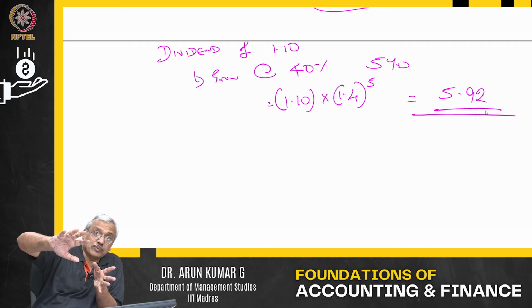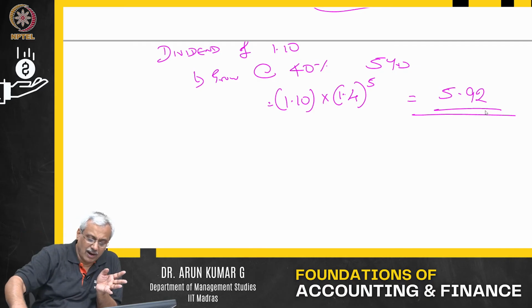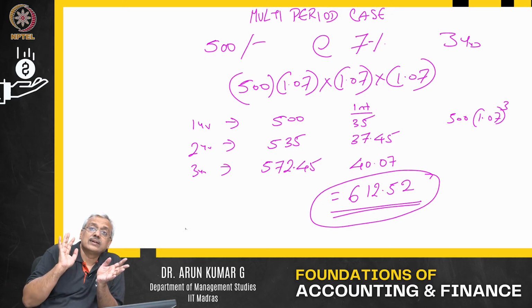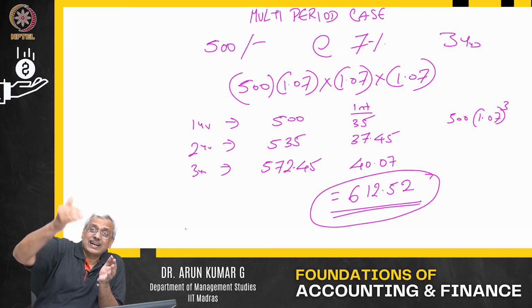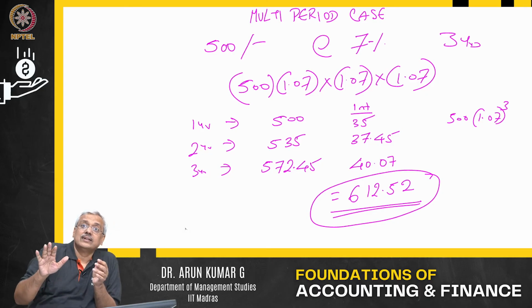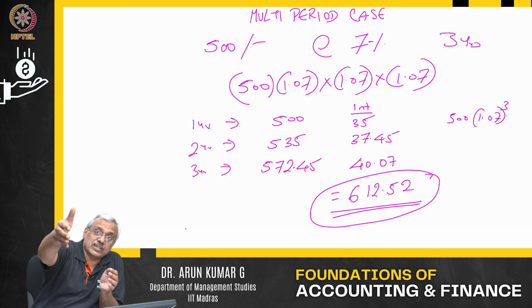Please note, in this case or even in the earlier case, I never discounted. Discounting means I reduce the future value to the present value. I have not done that. I am calculating the future value, that is all.